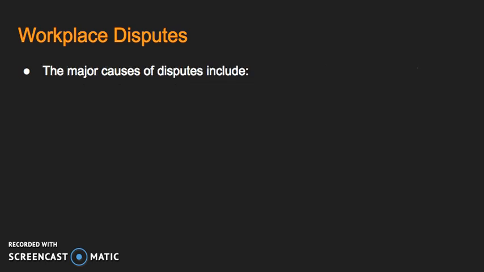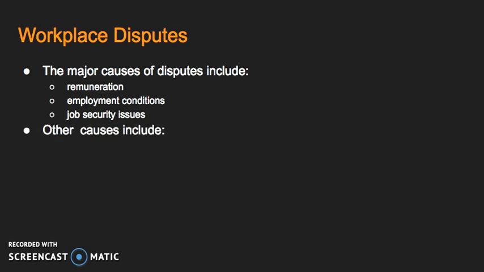Some of the major causes of disputes include remuneration, so pay and conditions, employment conditions, job security issues as well. Some other causes may also include health and safety, managerial policy, union issues as well. And again, this list is not exhaustive at all. This is just a snapshot. So these things cause disputes. But then how do they try and resolve them?